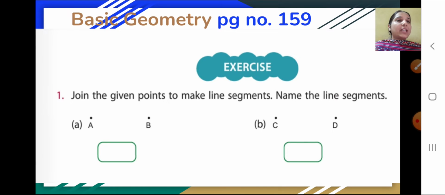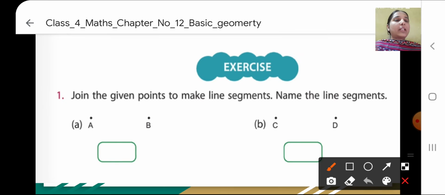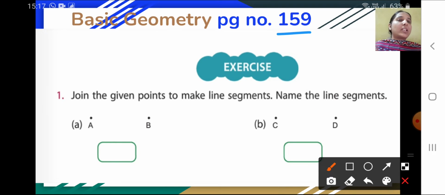So before starting this exercise, children, you should be having one sharp pencil, eraser and one ruler with you. Okay. So go to page number 159 in your maths textbook. You can see page number 159. Okay. So let's start the exercise.